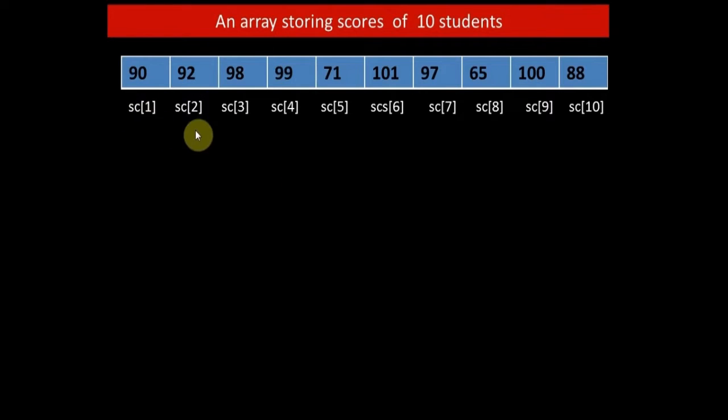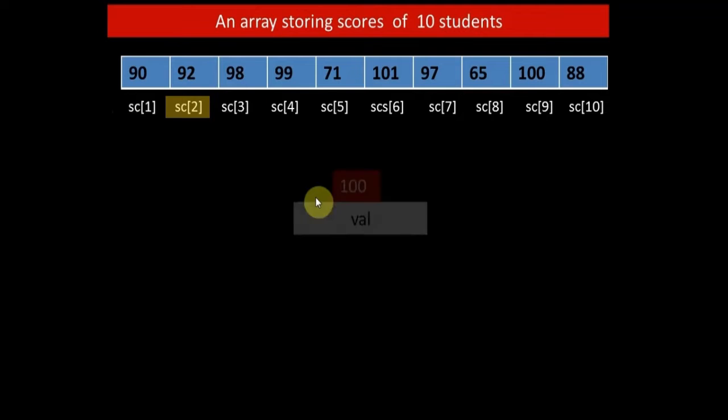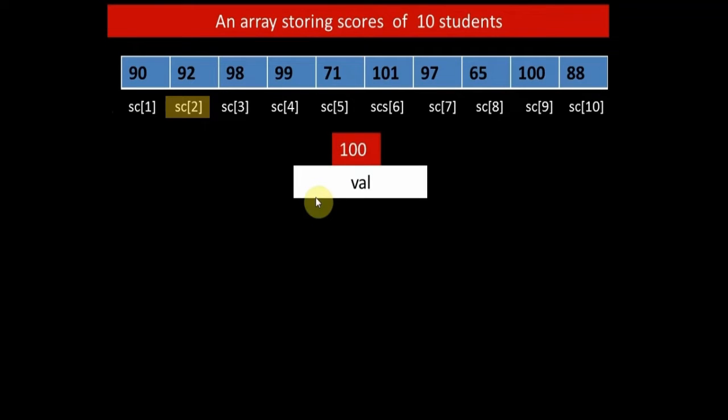SC1 is the first element, SC2 second element, SC10 is the last element, 10th element. So SC1 of course represents the score of the first student, SC2 represents the score of the second student, and so on, right? So this is our array. Suppose I want to search a value 100 from this array, right? So I have assumed that this value 100 has been stored into a variable val.